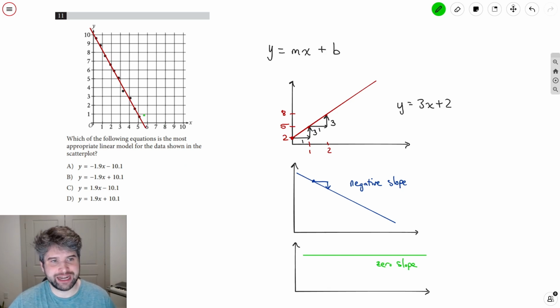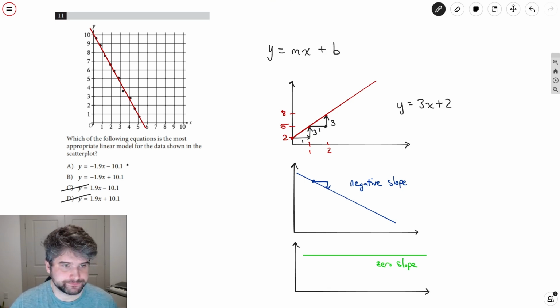Does this line up here in the diagram, does this line have a positive, a negative, or a zero slope? It has a negative slope. That most closely matches this diagram, doesn't it? All right, so we can rule two of these answer choices out. Which ones? C and D are gone. 1.9, M is a positive slope here. 1.9 is positive here. So C and D are gone. That just leaves A and B.